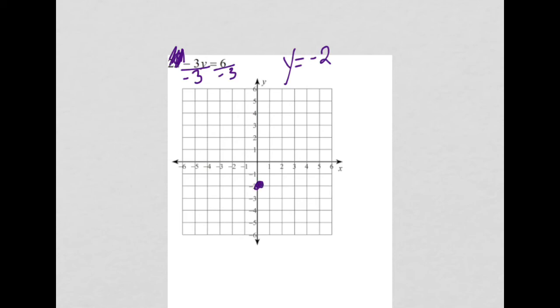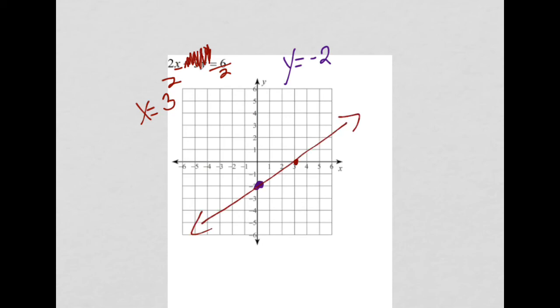Well, now I need to find the x-intercept. So I'm going to erase all this. And now, instead of x being 0, y is going to be 0. Negative 3 times 0 is 0, so that goes away. 2x equals 6, divide by 2, divide by 2, and x is going to be a 3, which goes right here. So then I can graph my line like so.